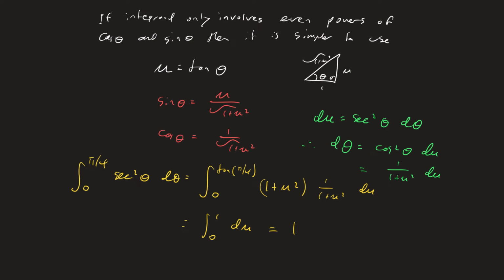That means d theta equals cos squared theta du. And then from this diagram here, we see that cos squared theta is 1 on 1 plus u squared. So d theta gets replaced by 1 on 1 plus u squared du. In this particularly simple case, these two terms cancel, so we get the integral from 0 to 1 of du, which is equal to 1. Again, the same answer as before.